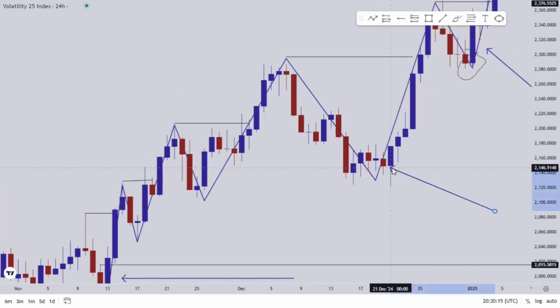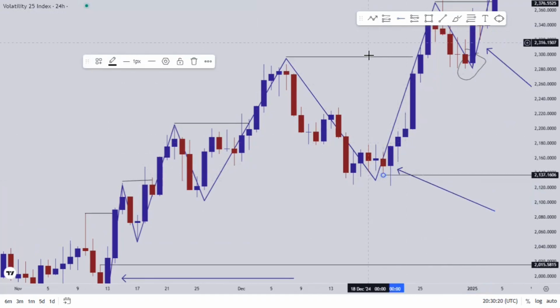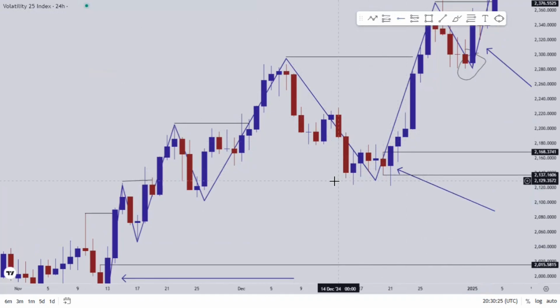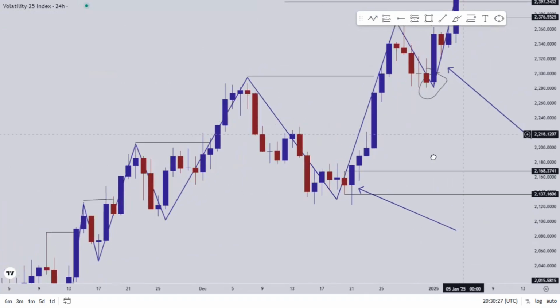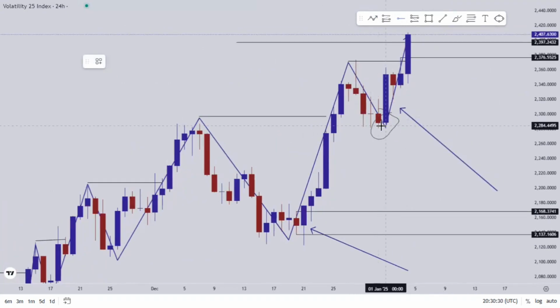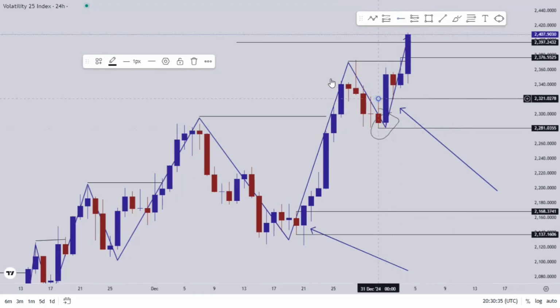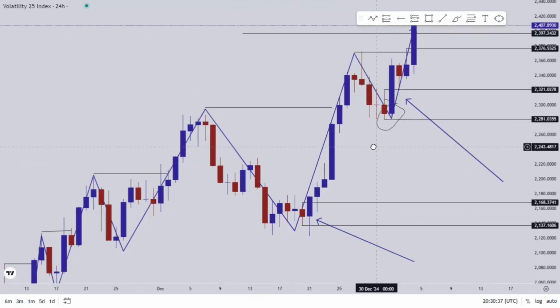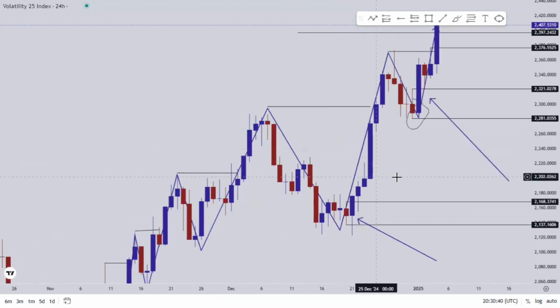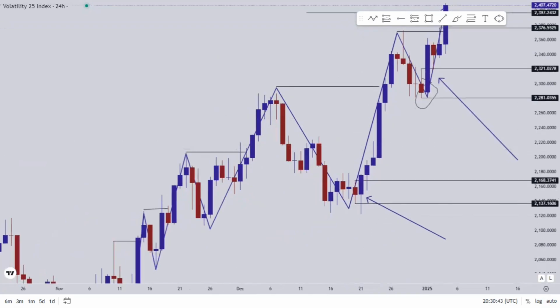What can you see here? This particular candle sweeps the low of this candle, and it went to close above the opening price of the previous candle. What can you see here still? This particular candle sweeps the low of this candle, and it went to close above the opening price of this particular candle. So all of them have the same characteristic.